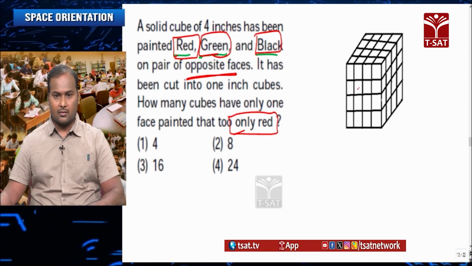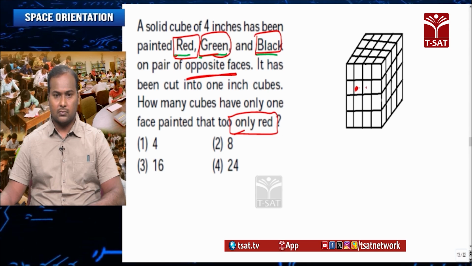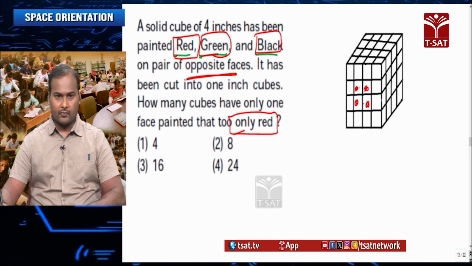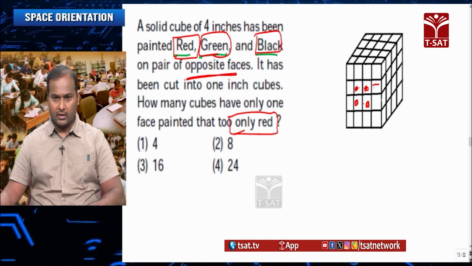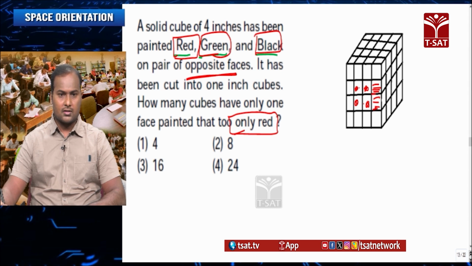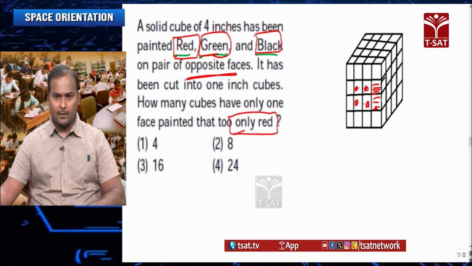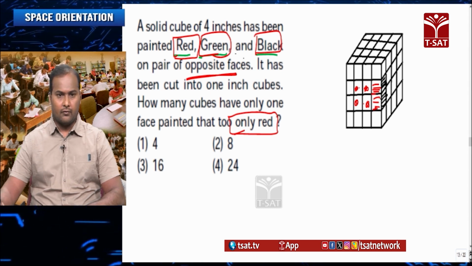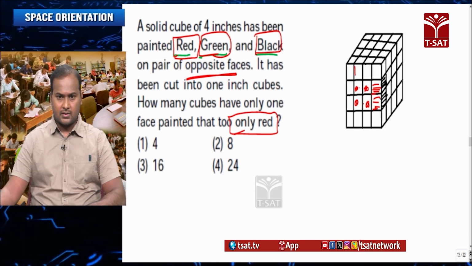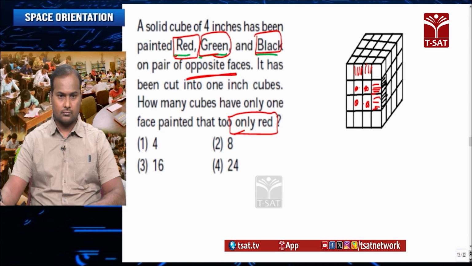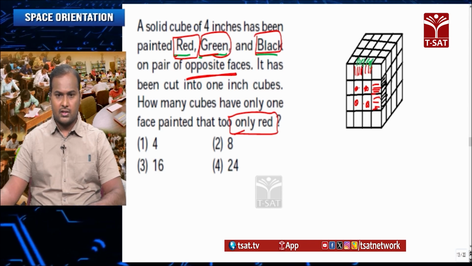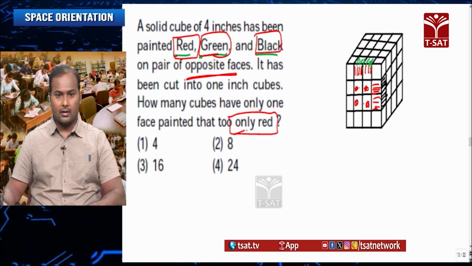Means, for example, see here, this is red and this is red, this is red. This is only one side paint. But if you take this one, it will become 2 colors. I said that on edges, how many colors are possible? 2 colors are possible. Means this will be red and some other color, black. If you take the other side, see here, this is red and green. See, these are two colors, but it's asking only red.